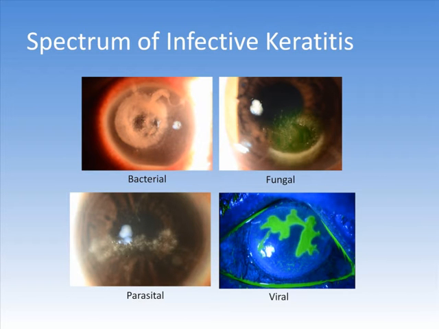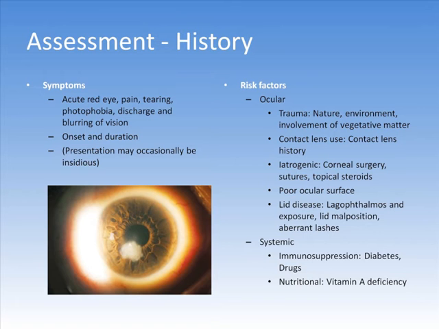The spectrum of infective keratitis includes bacterial, fungal, parasitic, and viral keratitis. For assessment, we begin with history taking. The symptoms of infective keratitis include an acute red eye, pain, tearing, photophobia, discharge, and blurring of vision. We should note the onset and duration of symptoms, and some cases of infective keratitis may present insidiously.